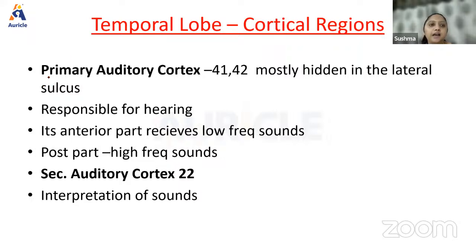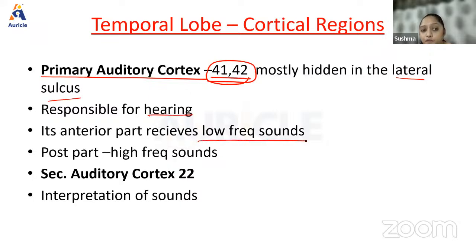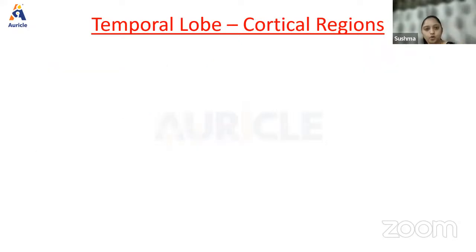In the temporal area, mainly I have the primary auditory cortex, areas 41, 42. These area numbers are also important. The auditory cortex, 41, 42, is mostly hidden in the lateral sulcus, and is responsible for hearing. The anterior part receives low frequency sounds, the posterior part receives high frequency sounds, and the secondary auditory cortex, area 22, is responsible for interpretation of sound. As you can see, every single area has some function designated to it.